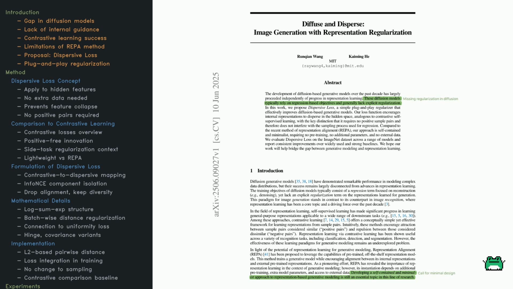This paper proposes something much simpler. They introduce a new regularization loss that encourages the internal features of a diffusion model to spread out, to disperse in the hidden space, without needing any positive pairs, extra views, or augmentation tricks. And it works without touching the sampling process. So the idea is to add a regularizer, keep the model's generation pipeline unchanged, and still improve performance.